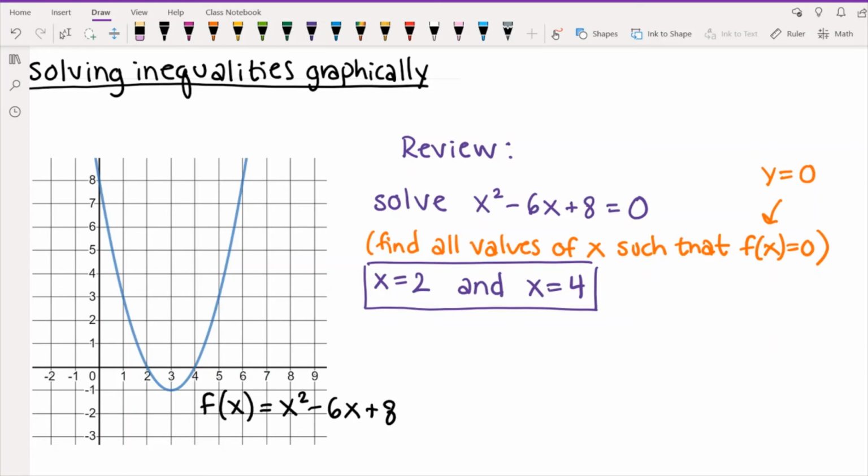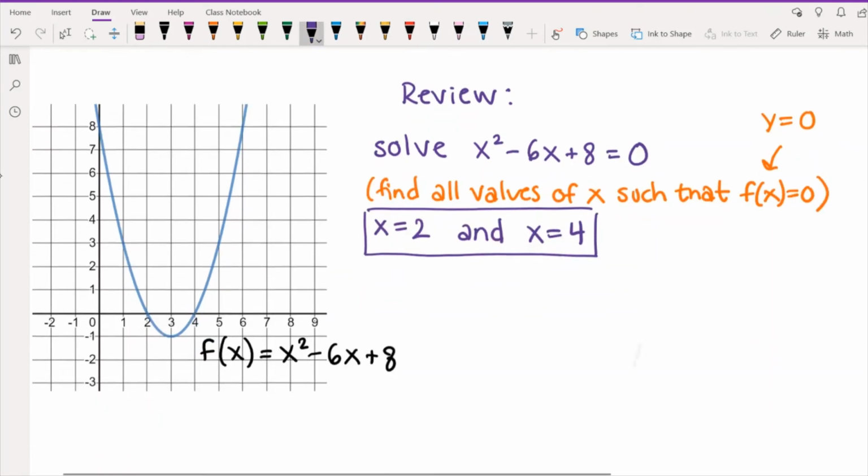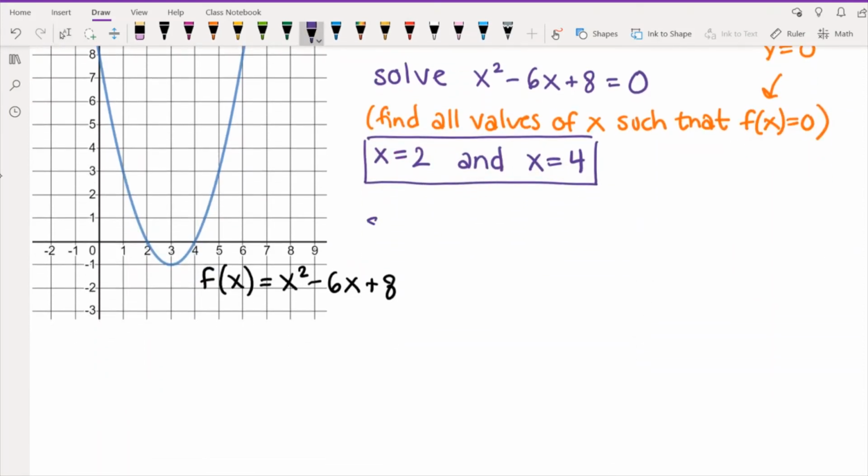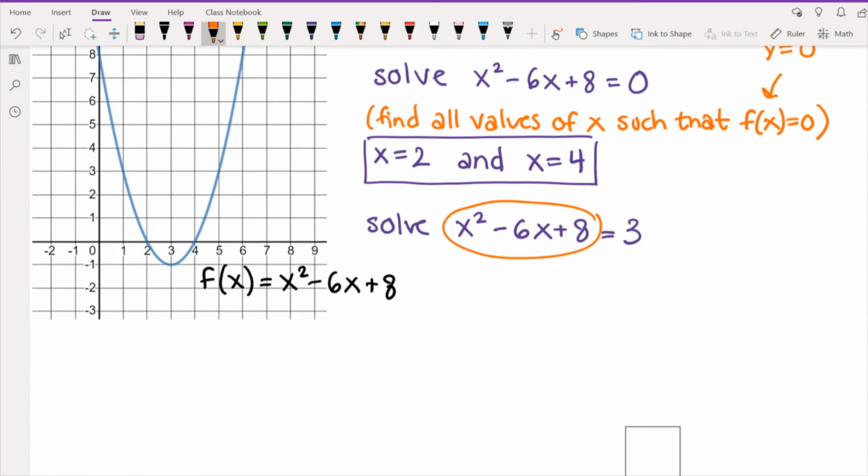So similarly, let's do one more along these lines. So let's solve now x squared minus 6x plus 8 is equal to 3. So now we're trying to figure out what are the x values of the points where y is equal to 3, right? Because this is our function. This is f of x. So I'm not going to rewrite that orange statement, but it's the same idea.